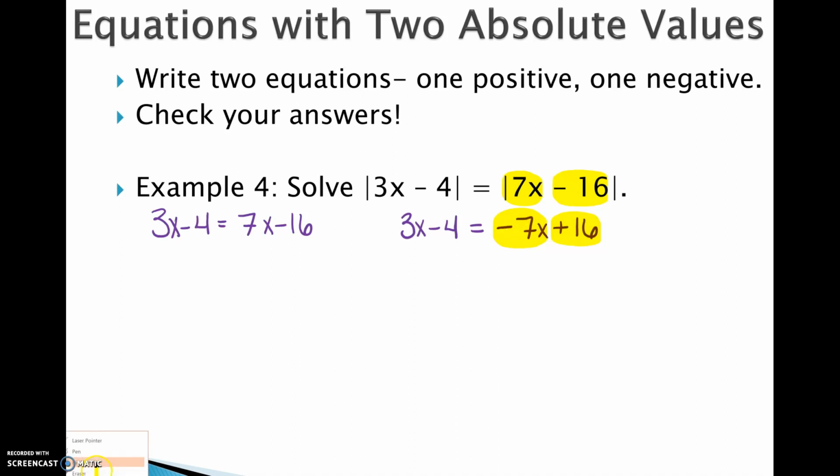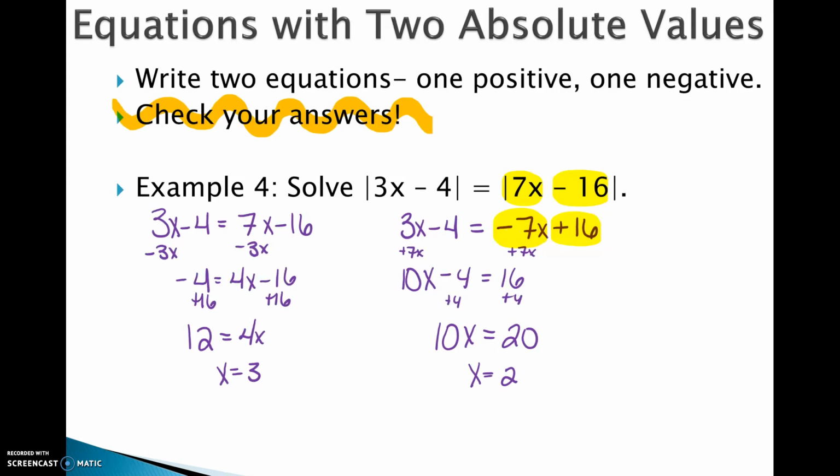Okay. So I'm going to pause the video. If you're watching the video, you should pause the video too and take a moment and solve both of these equations. Once you have your answers, then play the video and we'll see what we do next. You might notice on this slide that it says check your answers. So once you have the answers of 3 and 2, here is how we need to check the answers.